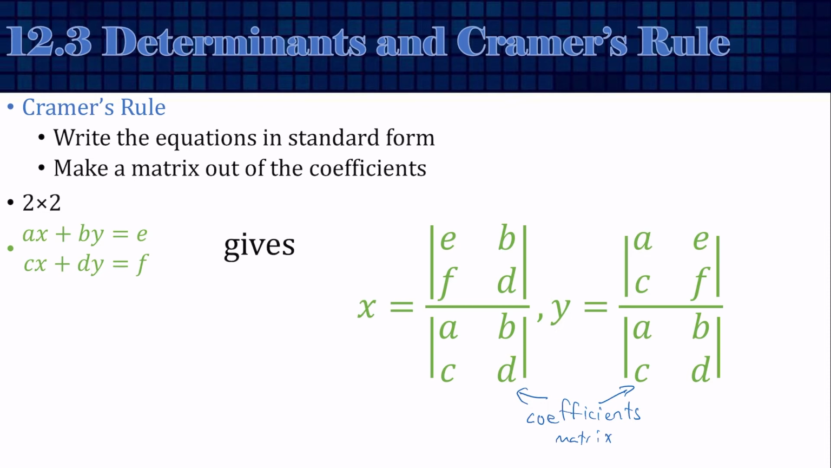The top is the same as the bottom, only the column you are solving for is replaced by the constants. So when you're looking for x, the first column, or y, the second column, that column is replaced by the constants. These are the constants.